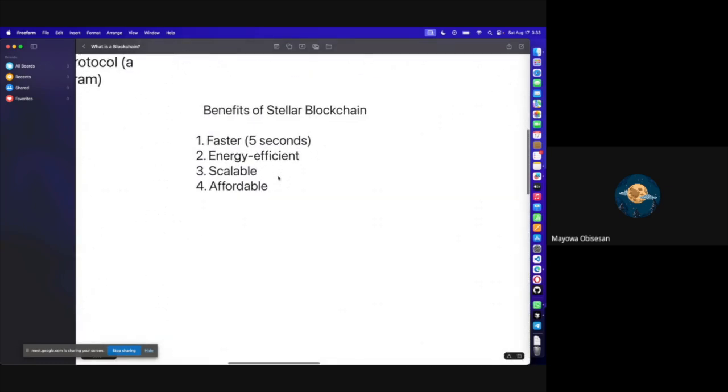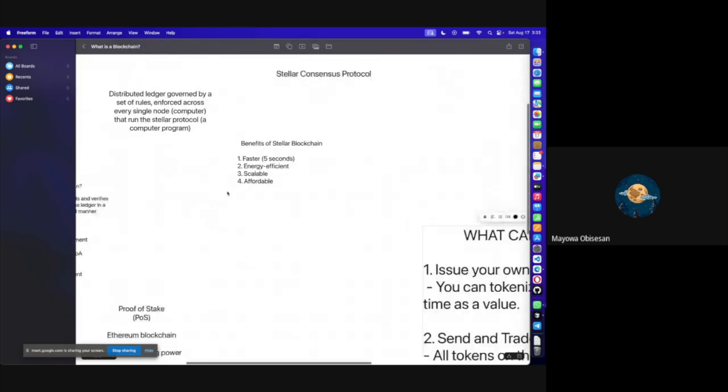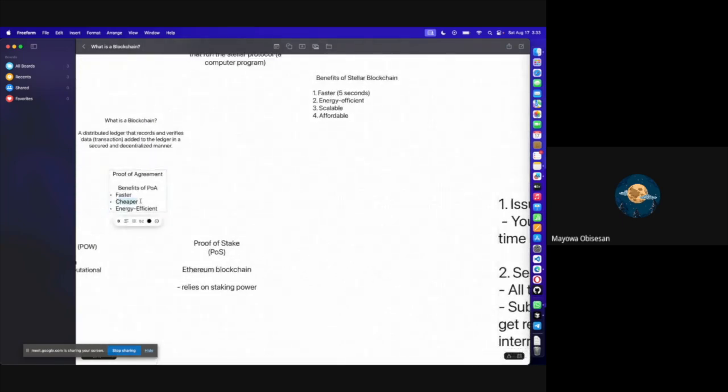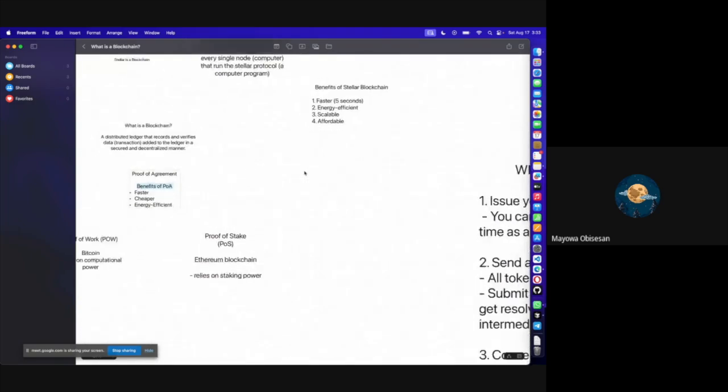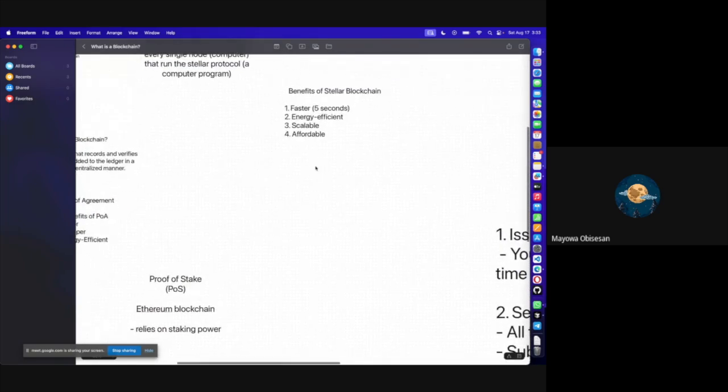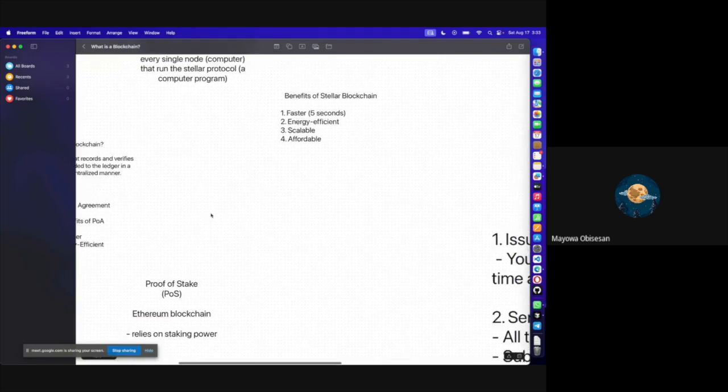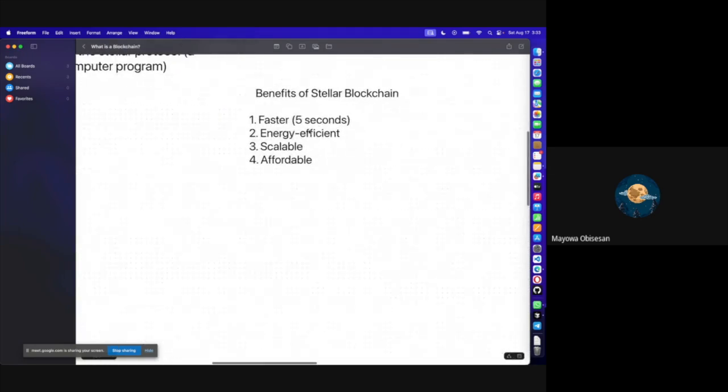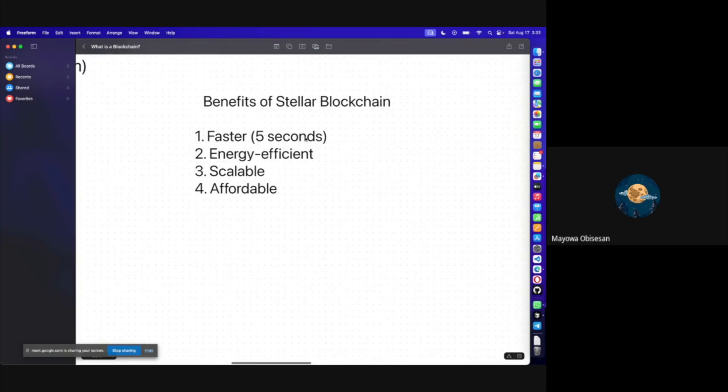So we've talked about certain things when we looked at the consensus protocols the other time, and we've seen some of the benefits even from there. Now let's look at the benefits in detail. One of the benefits of the Stellar blockchain is that it is faster.